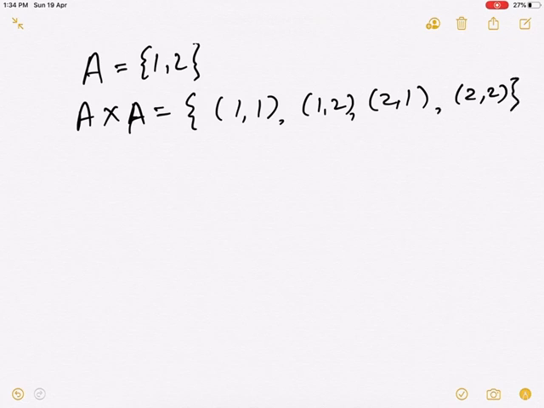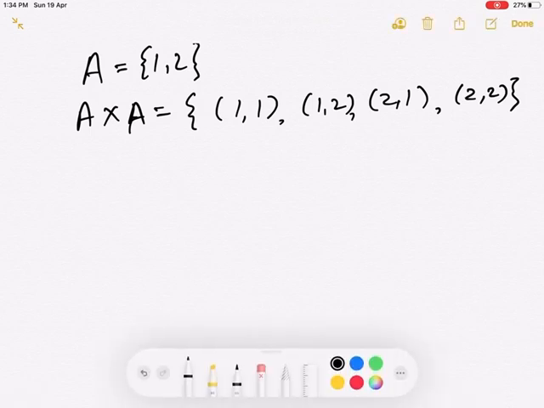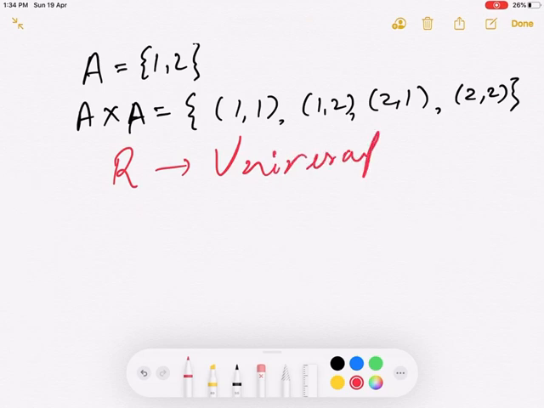Now this relation A cross A contains all possible ordered pairs such that the first element comes from A and the second element also comes from A. We cannot add any other ordered pair to this, and therefore such a relation R will be known as the universal relation. If we call A cross A as R here, then this relation will be the universal relation.